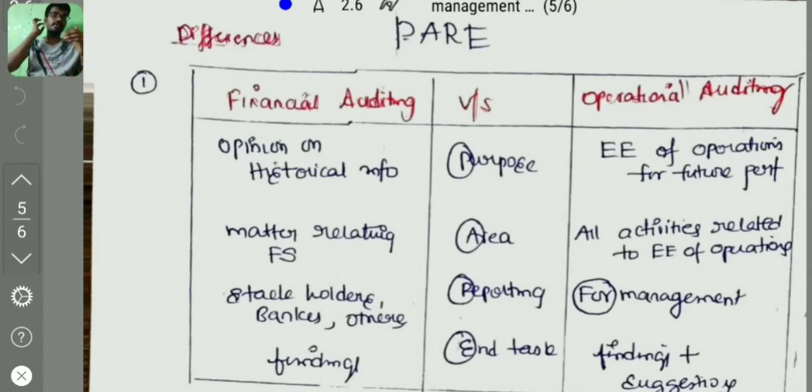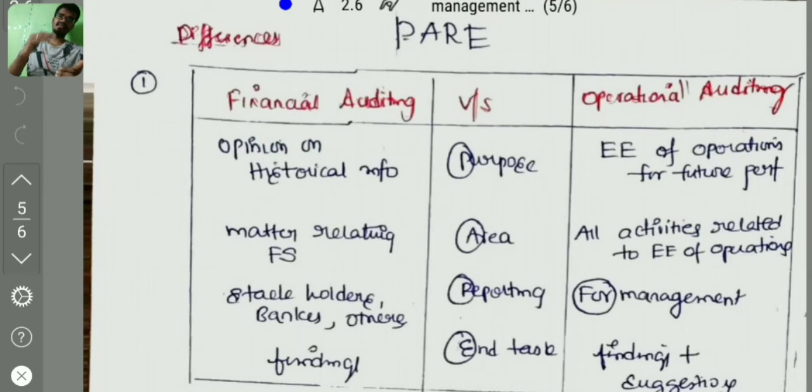Right. Next, coming to area: the matters. What is the area which financial auditing will check? The financial statements area. What is the area the operational auditor will check? All the activities related to the effectiveness and efficiency of all operations in the organization. That is the area of operational auditing. And coming to the reporting point of view, financial auditing reporting will be given to the stakeholders, banks, and other persons, whereas operational auditing reporting will be given mostly to management or those charged with governance.